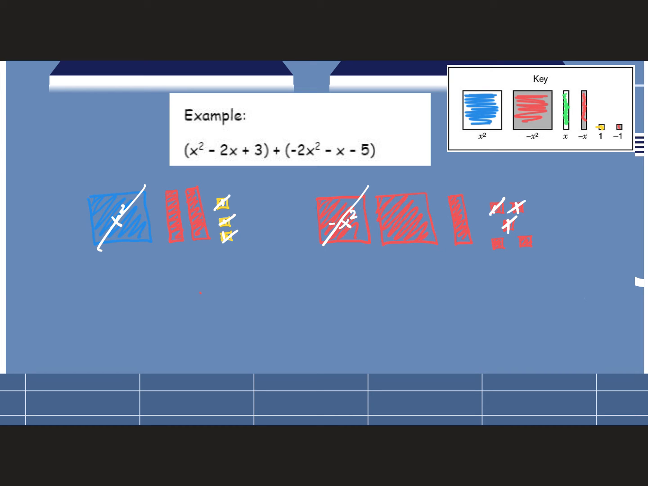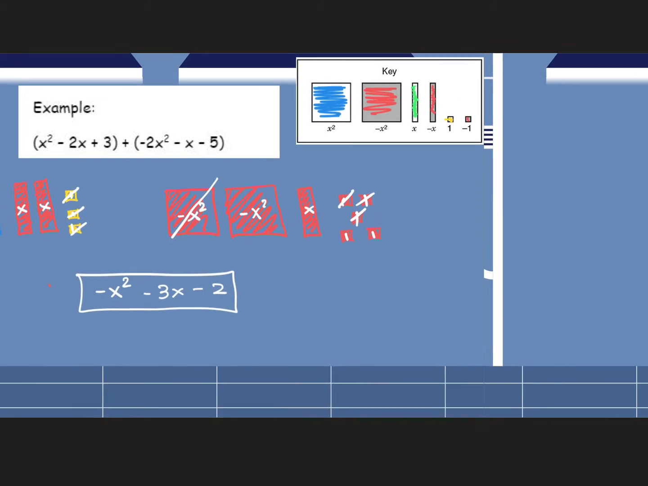All right. Now we look at what we're left with. So I can see I'm left with a negative x squared here. I'm left with an x, an x, an x. I'm left with negative 1, negative 1. All right. So looking here, I can see that I have negative x squared. I have 3 negative x tiles, so that's minus 3x. And I have minus 2.